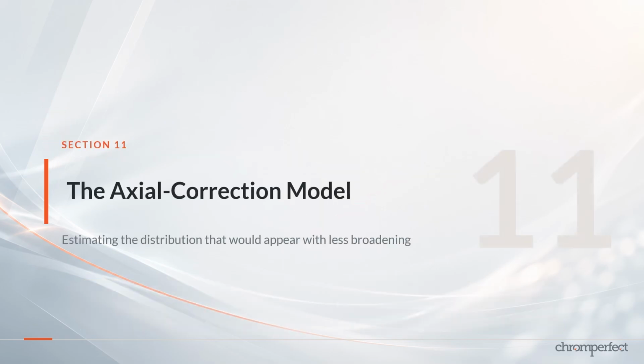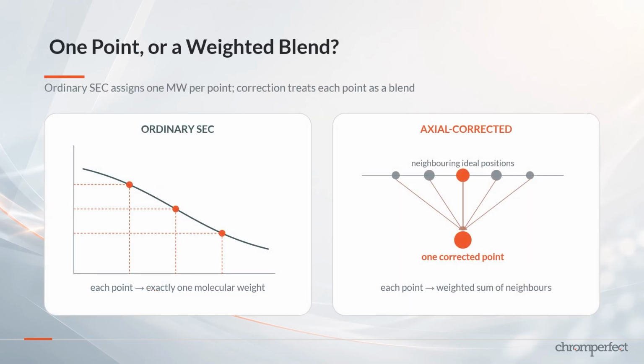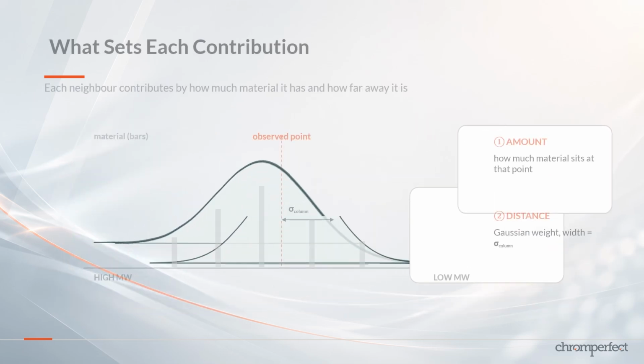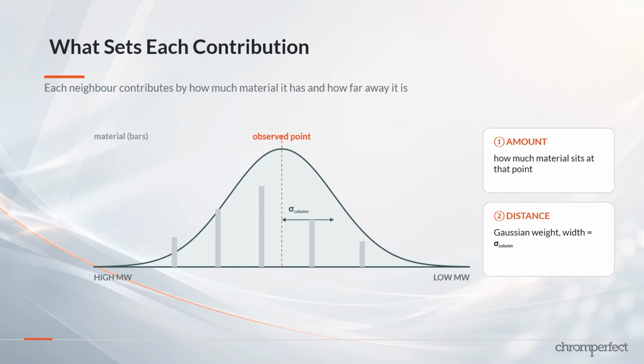The ordinary SEC calculation assigns one molecular weight to each chromatographic data point using the calibration curve. Under axial correction, each observed data point is instead treated as a mixture of contributions from neighboring ideal positions. The amount assumed to leak from a neighboring point depends upon two factors. It depends upon the amount of material at that neighboring point, and it depends upon the distance between the points. The distance weighting is modeled as a Gaussian distribution with a standard deviation equal to the column sigma value.